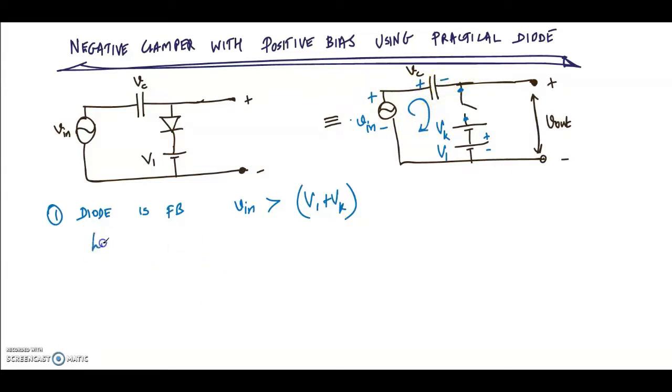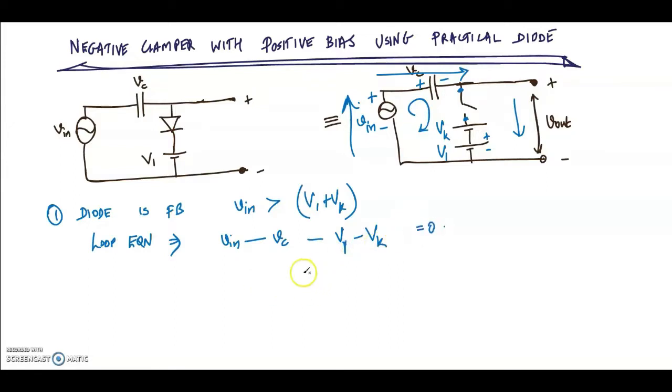Let's write the equation. Next step is the loop equation. Loop equation becomes, in the direction of the loop, Vin, rise in voltage, fall in voltage, minus Vc, and then drop, minus V1 minus Vk, is equal to 0. What we need is Vc, the capacitor voltage. So Vc is equal to Vin minus V1 minus Vk, that is, Vin minus of V1 plus Vk.